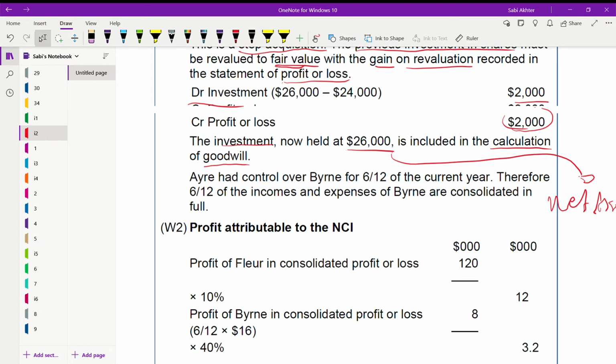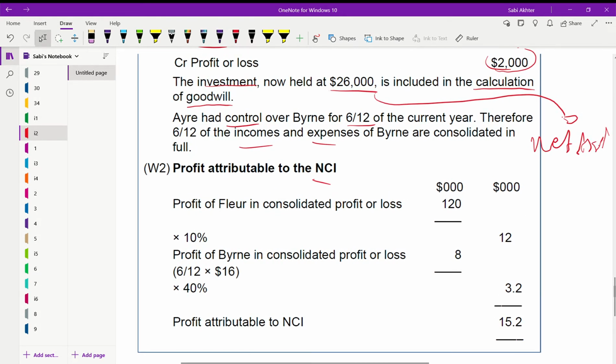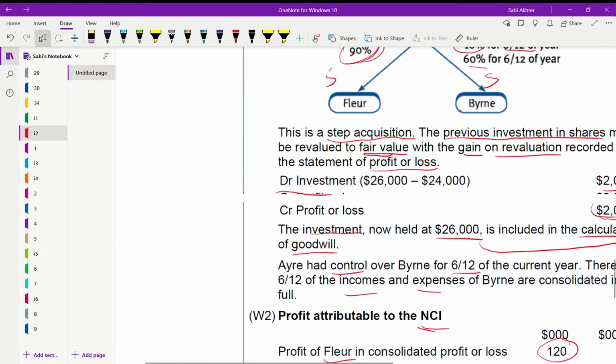So we know that he has control over 6 months only. So you consolidate for 6 months, all the income and the expenses. Now, the profit that is attributable to the NCI. Same like the previous one, which profit will go? You can take 120 for Fleer as it is. Remember, when you are taking NCI, there are two subsidiaries here. One is Fleer and the other is this one. So this one you can take as it is, 120.